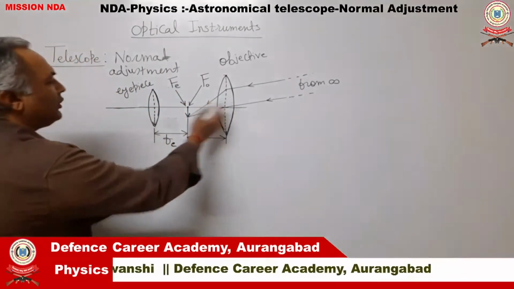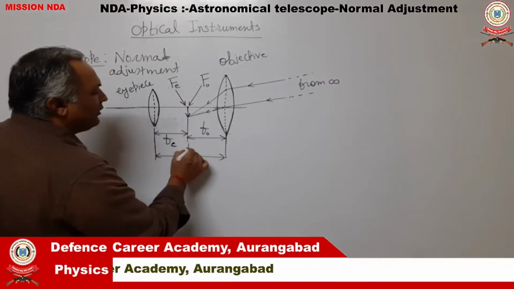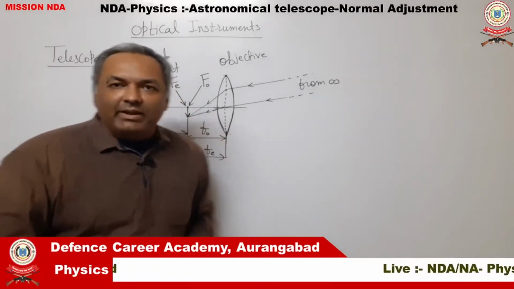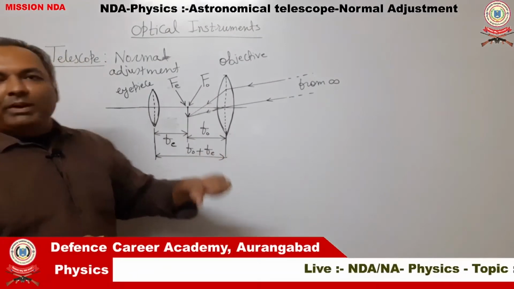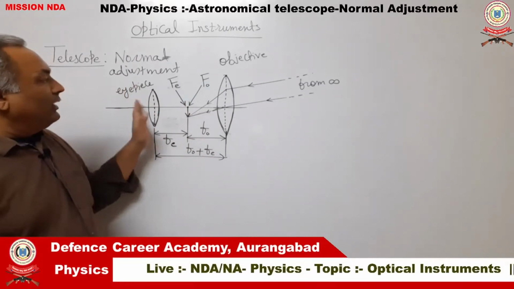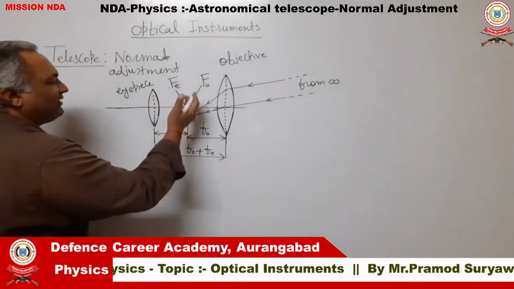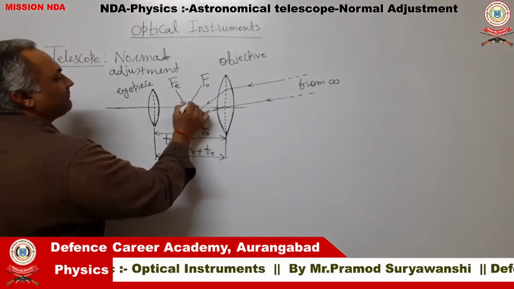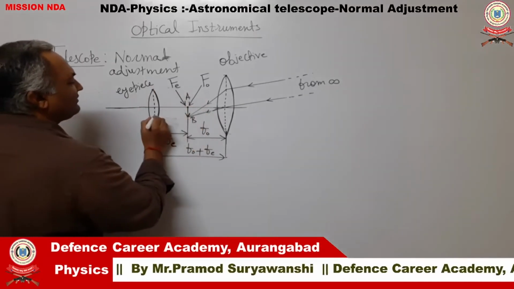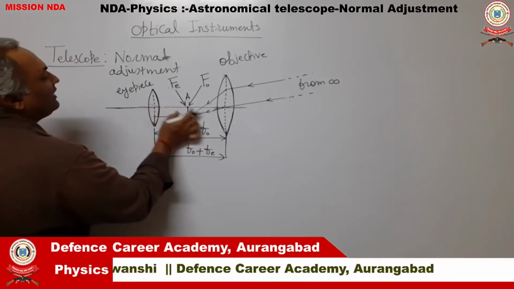So the distance between the two lenses in normal adjustment, obviously, is going to be FO plus FE. So in normal adjustment, the distance between the two lenses is FO plus FE, that is the sum of the focal lengths of the two lenses used in this setup. Now, as this object, that is this intermediate image, say AB, is at the focus of the eyepiece, that means the final image will be formed at infinity.